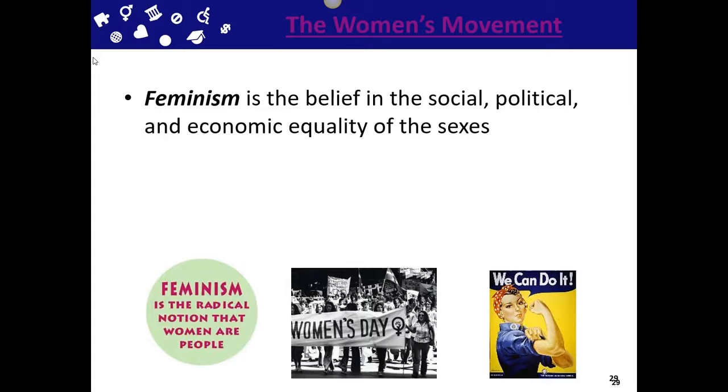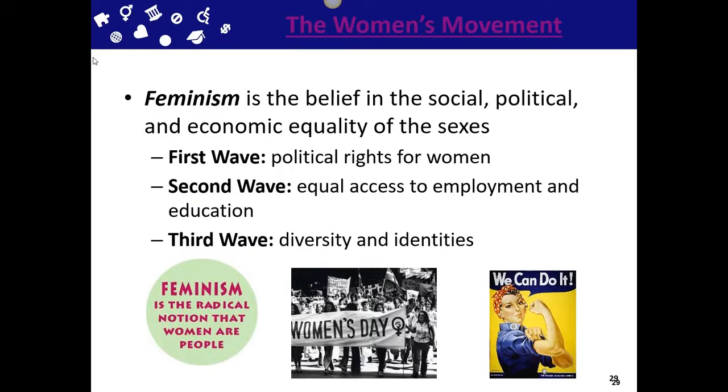And why is that? So, the women's movement or the feminist movement has been identified as taking place in three different waves. The first wave focused on political rights for women, which ended in 1920 when women gained the right to vote in the United States. The second wave, focusing on equal access to employment and education, really garnered a lot of support in the 1950s through the 1970s. Through this, we have the passage of Title VII and Title IX, both very important pieces of legislation that have allowed women greater access to higher education and protections within the workplace.